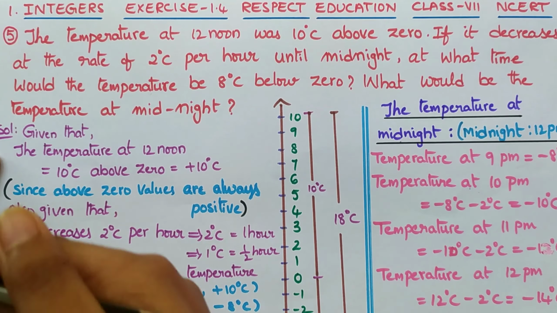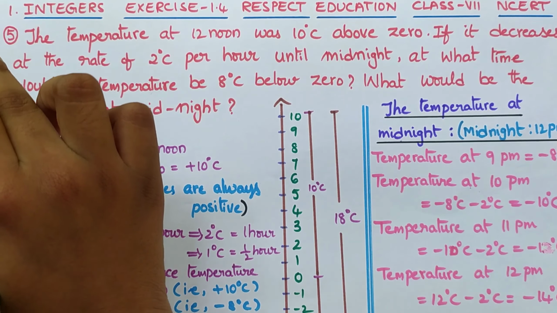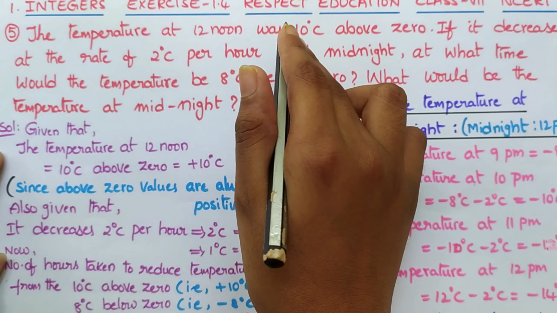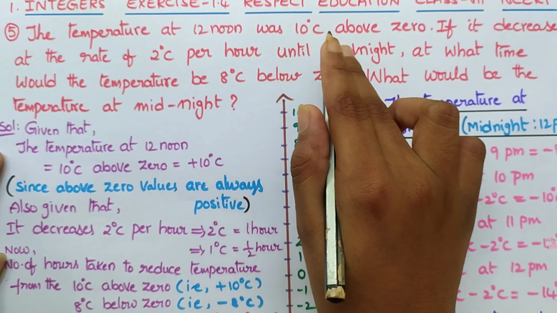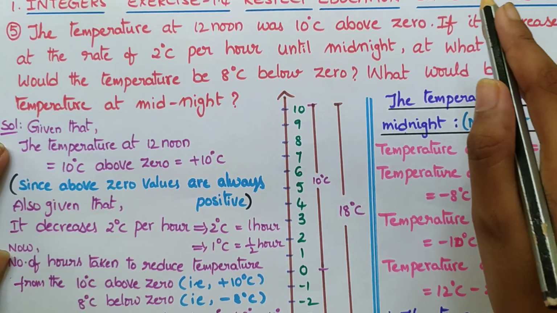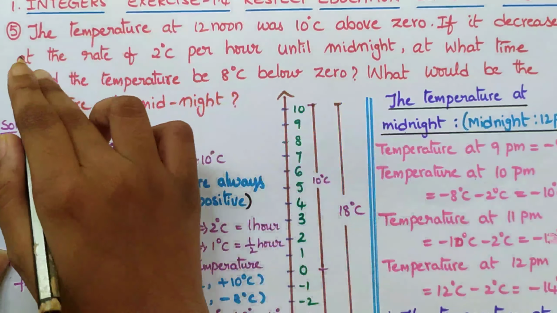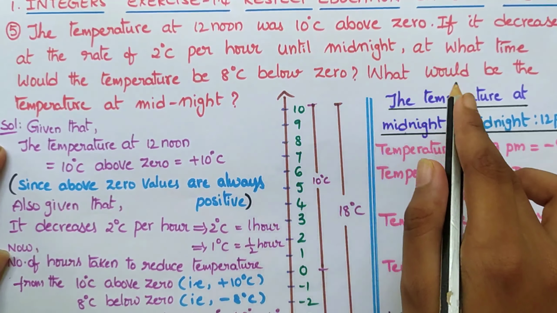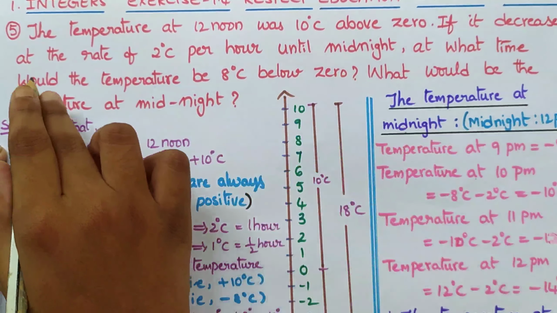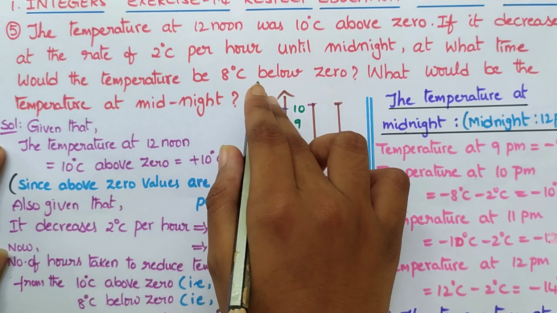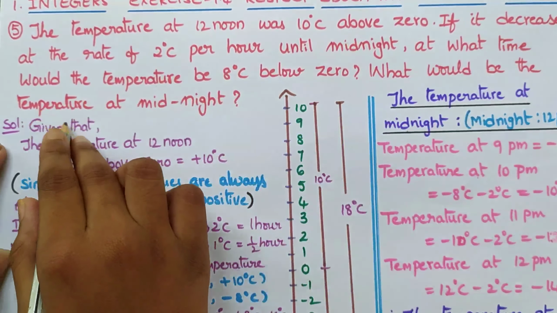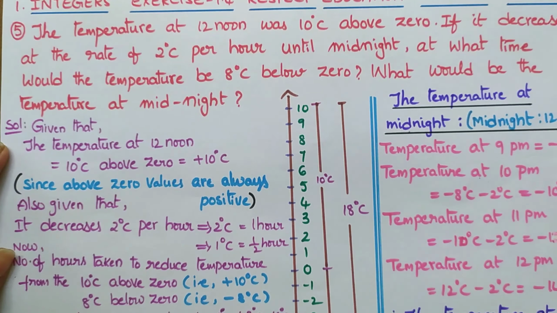Okay friends, now let us see question number 5. The temperature at 12 noon was 10 degrees Celsius above zero. If it decreases at the rate of 2 degrees Celsius per hour until midnight, at what time would the temperature be 8 degrees Celsius below zero? What would be the temperature at midnight?